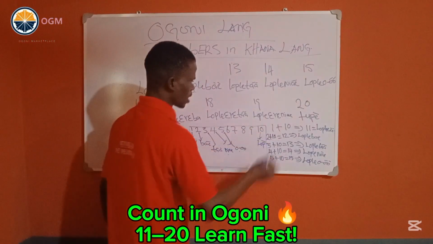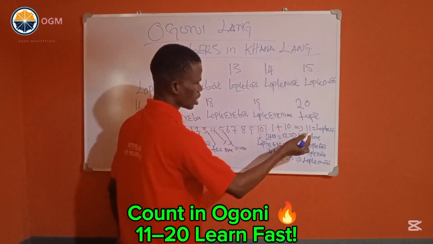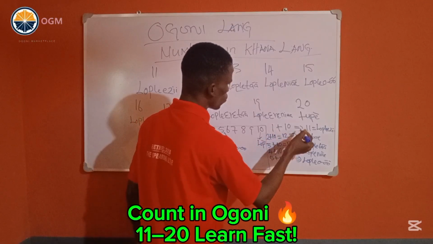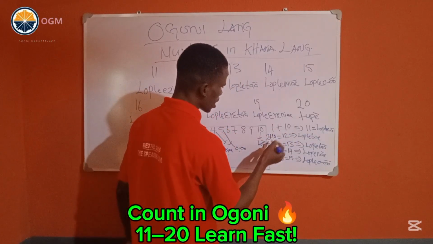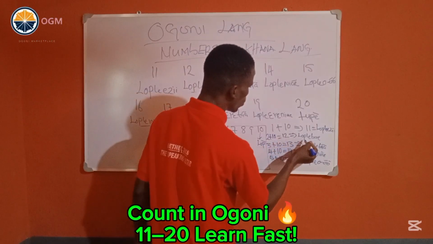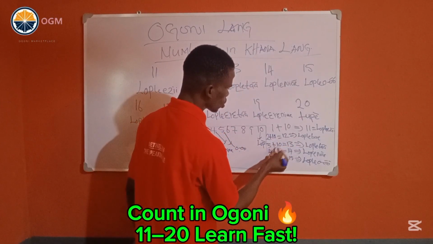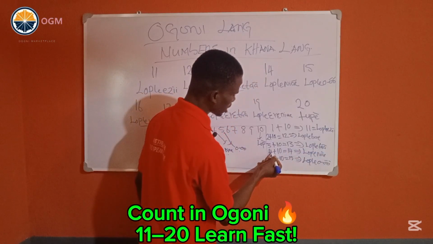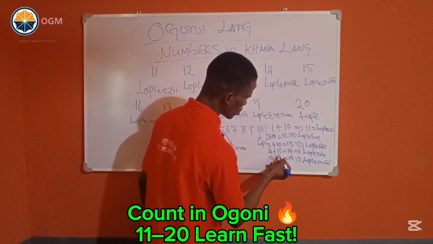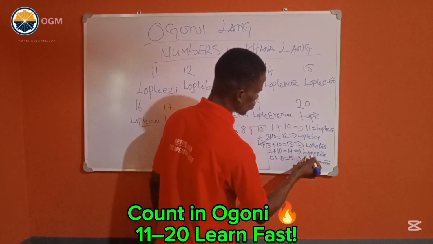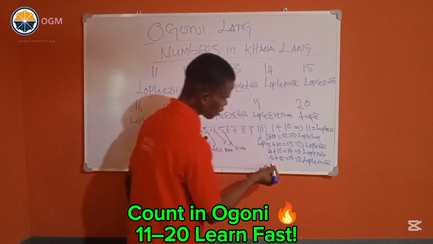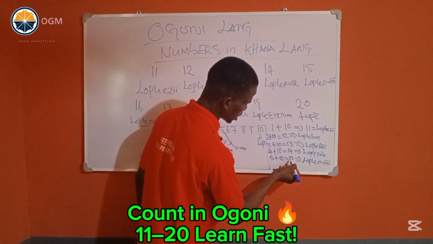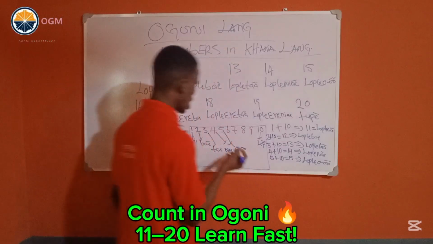So let's just plus it together. 1 plus 10 will give you 11. So if you are adding it, zin plus loop will give you loble zin. Ba plus loop will give you loble ba. Ta plus loop will give you loble ta. Nia plus loop will give you loble nia. O, which is 5, plus loop, which is 10, will give you 15, which is loble o, and so on.